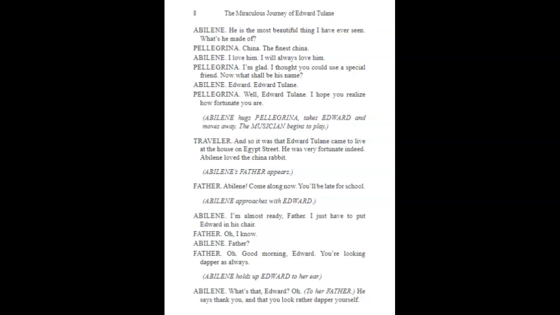Now, these blocking notes are really simple if you remember your stage directions: stage right, stage left, upstage, downstage, and your stage areas. Area 1 is downstage center. Area 2 is downstage right. Area 3 is downstage left. Area 4 is center stage. Area 5 is center stage right. Area 6 is center stage left. Area 7 is upstage center. Area 8 is upstage right. And Area 9 is upstage left.